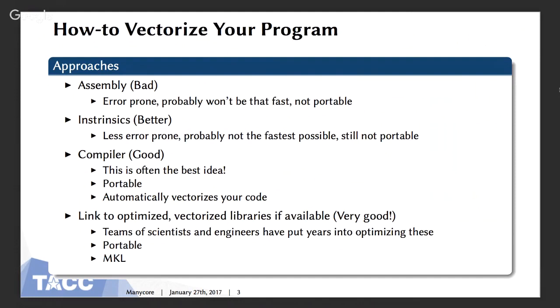What's typically the best approach is to just let the compiler vectorize for you. It results in extremely portable code. You just have to use the appropriate flags for the hardware that you're running on. And in the end, it automatically vectorizes your code, assuming that you've written your code in a way that promotes this vectorization. And we'll talk about what that means in a little bit here. And then the best you can really do is if you've linked to optimized vectorized libraries.